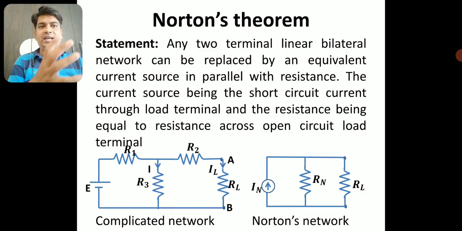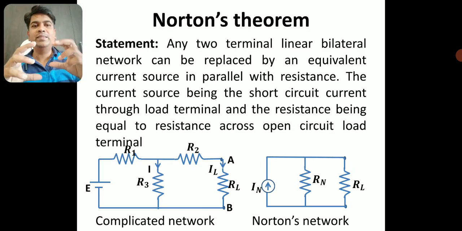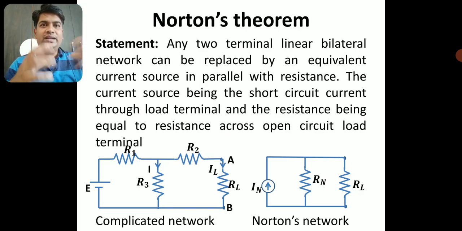Simple in the sense, a current source, IN is the current source, in parallel with a resistance. So I have to have a current source in parallel with the resistance which is Rn. Okay. But what must be the current of that current source? The current source being equal to the short circuit current through the load terminal. Look at my complicated network. A and B are the load terminals. So you remove the load and short circuit it and look at the current across the short circuit terminals A and B. Okay. So that current has to be equal to your IN.